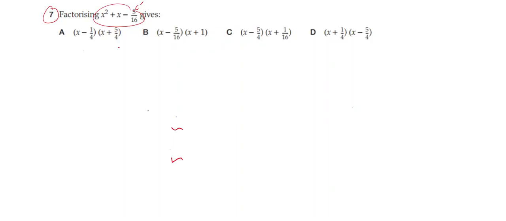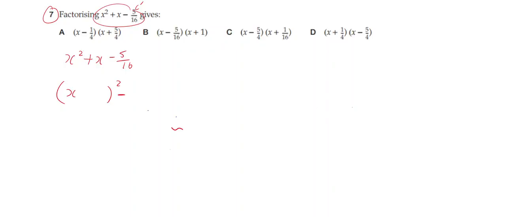So we're going to attempt to complete the square. So let's go through the process of completing the square. So we've got x squared plus x minus 5 over 16. Now, first step to complete the square, do a scaffold, put the x there, subtract.